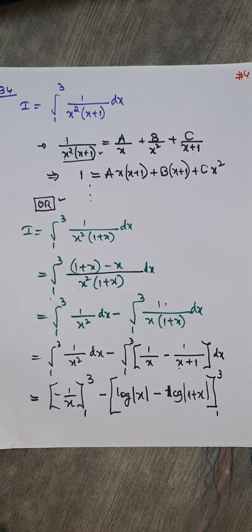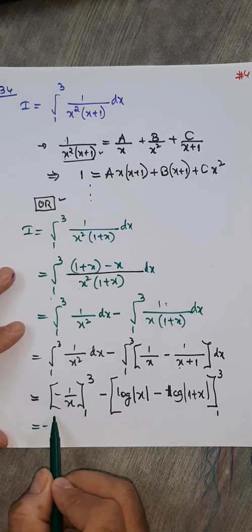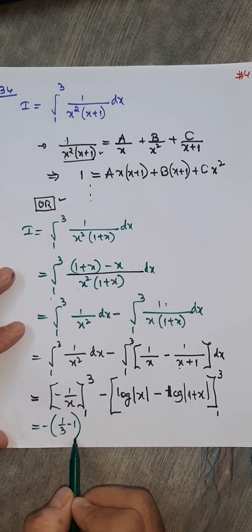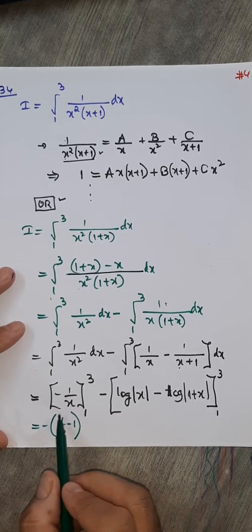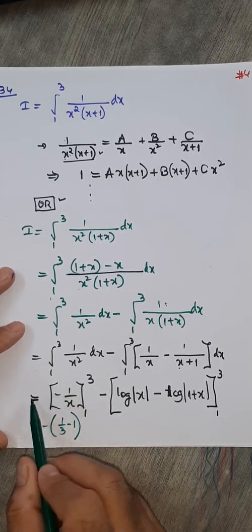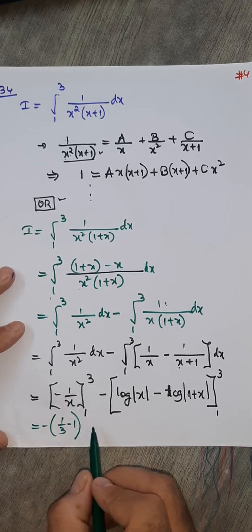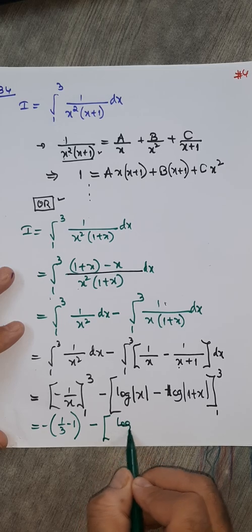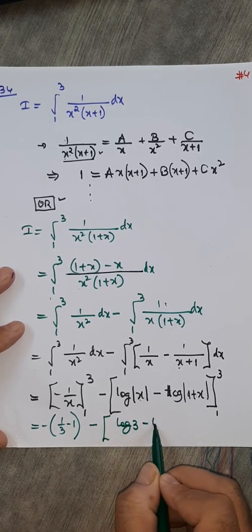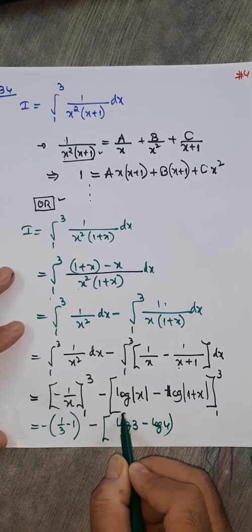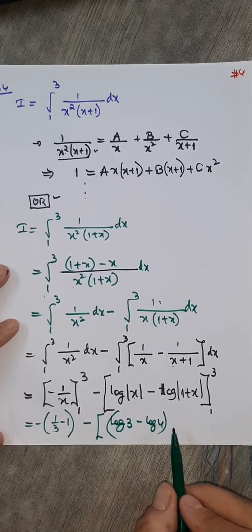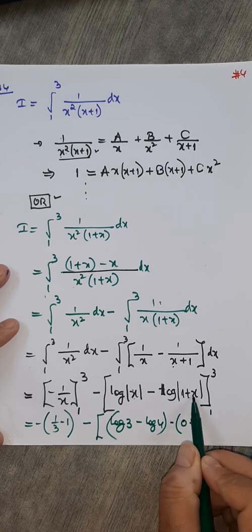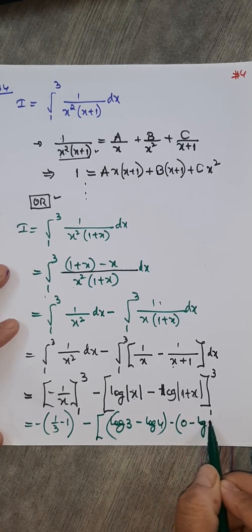We'll do just upper minus lower. Here the minus sign stays as it is. First put the upper limit, so 1 by 3 minus 1. Minus, you keep outside, 1 by 3 minus 1. Minus, let's put the upper limit first, so this is log 3 minus log 4. Now the lower limit. What's the lower limit? Log 1, which is 0, minus, you put here 1, so log 2.